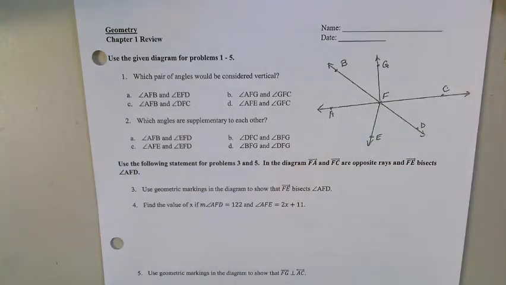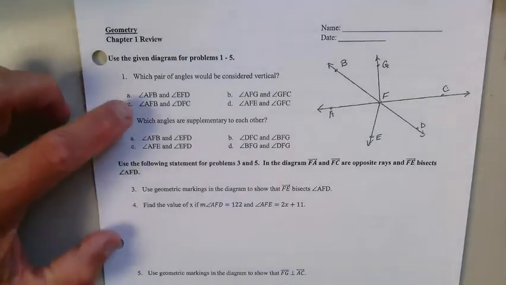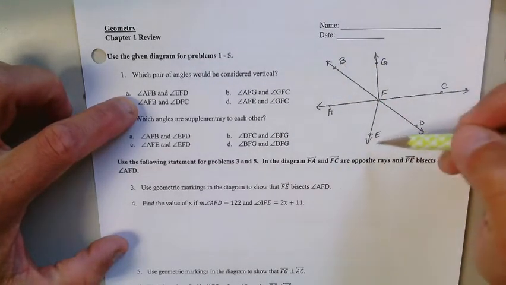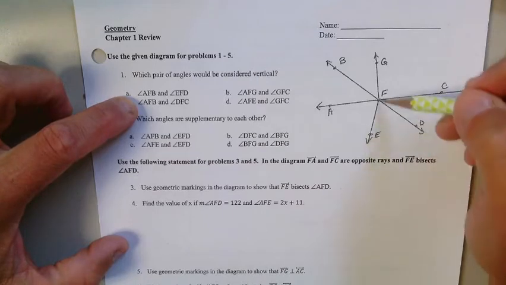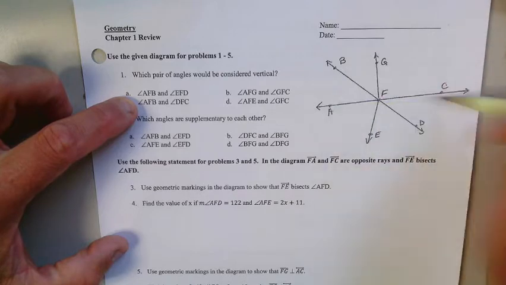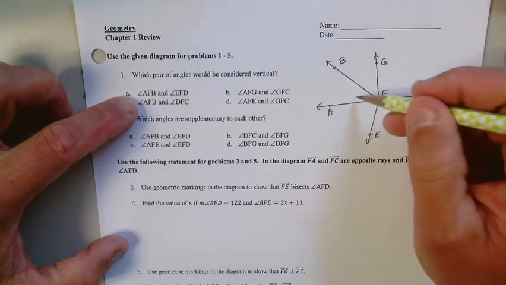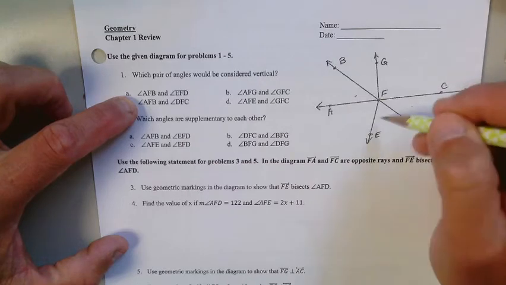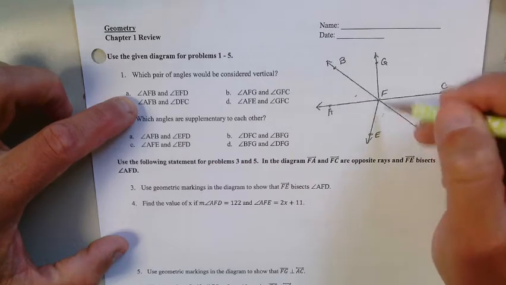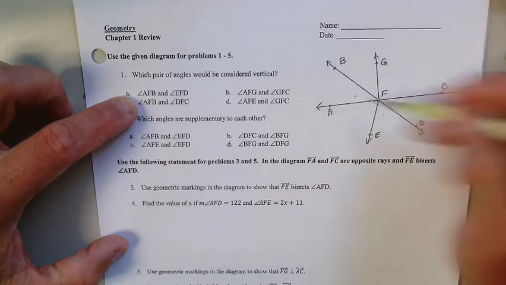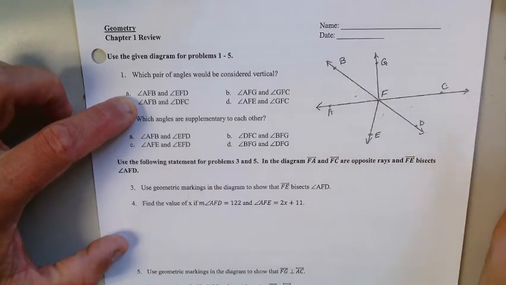Taking a look at number 1, which pair of angles would be considered vertical? As I look through these angles, AFB and EFD would not be considered vertical. Remember, vertical angles have to have two lines that intersect, and they have to be opposite each other. So this angle here, the vertical to it would be this one right here, okay? This one has no vertical angle because this line has a kink in it. It's not a straight line. So it's two intersecting lines and the angles are opposite each other.